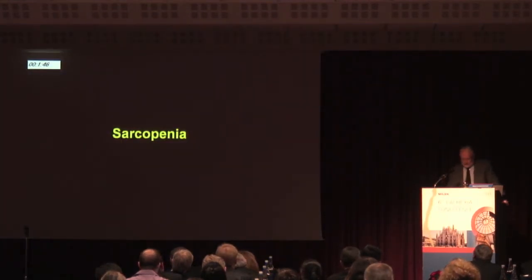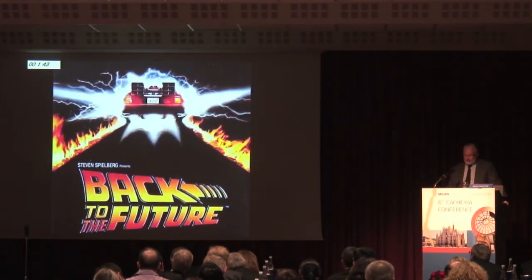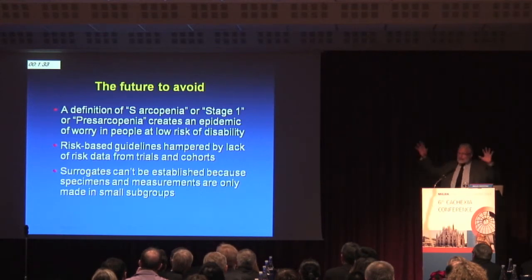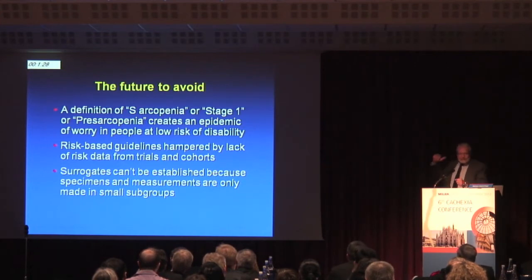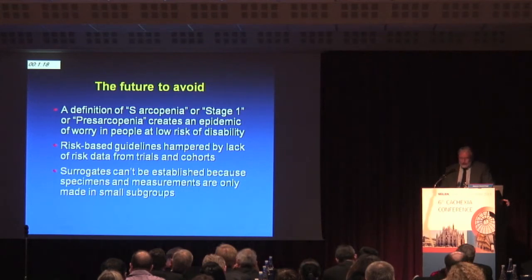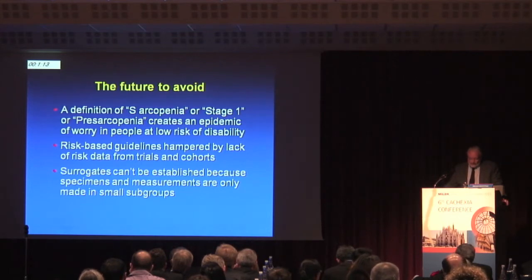Okay, so now to sarcopenia. And it's a little bit like going back to the future. The future that I'd like to see avoided is the definition of sarcopenia, or stage 1 sarcopenia, or pre-sarcopenia. I'll tell you that patients won't be able to distinguish between sarcopenia, pre-sarcopenia, stage one sarcopenia. They'll all consider it to be a diagnosis, and it may create an epidemic of worry in people who are at low risk of disability. That's my fear, as people start making various definitions.